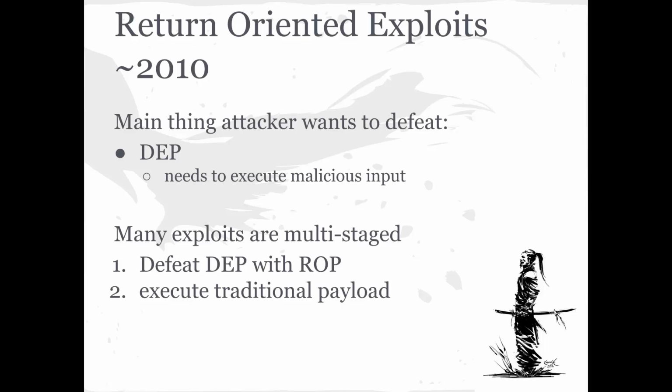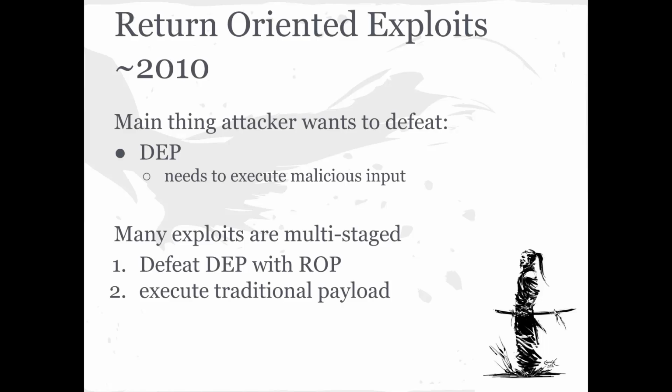So many exploits are multi-stage. Defeat DEP with ROP, either through disabling DEP or doing a stack pivot and then execute a traditional payload. Now, I hope you all understand this so far, because now you have to think about how address space layout randomization affects ROP. Full ASLR effectively mitigates ROP because you're relying on knowing the addresses for all of these gadgets and for them to be at a fixed location across all targets.